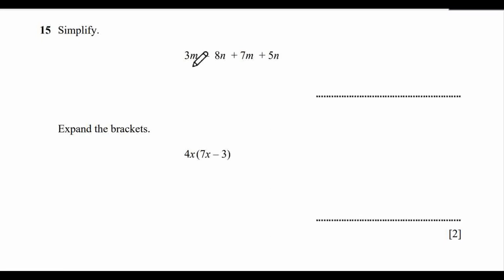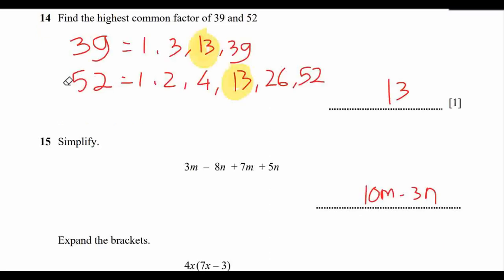Alright, let's check out the answer, guys. So 3 plus 7 is 10m, minus 8 plus 5 is minus 3, and that will be the answer. Let's move on to the second question of number 15.